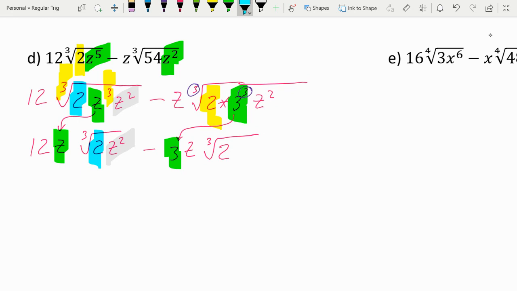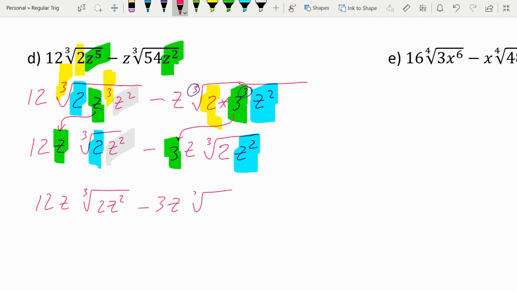Can I do anything with this z squared? No. So it stays underneath the radical because I needed an exponent of 3 and I only had 2 there. So since I only had a 2, I can't do anything with it. Okay, so let me rewrite this a little bit. So I have 12z times the third root of 2z squared minus 3z times the third root of 2z squared.